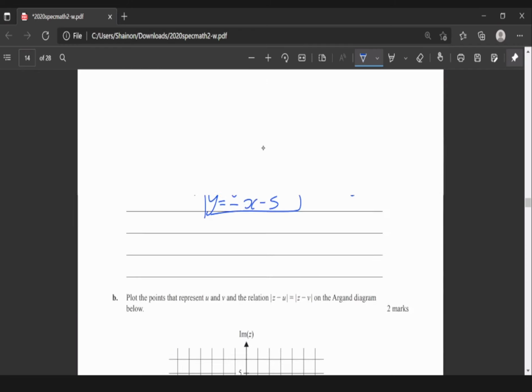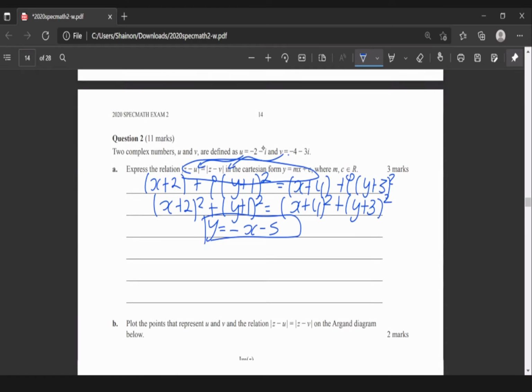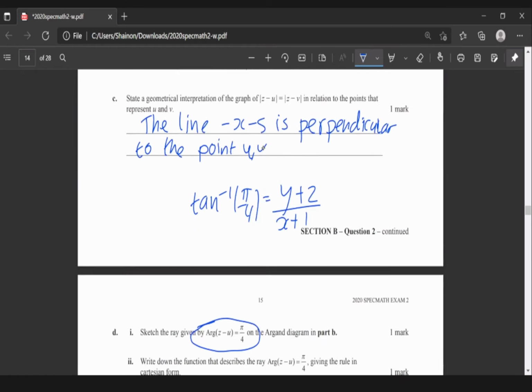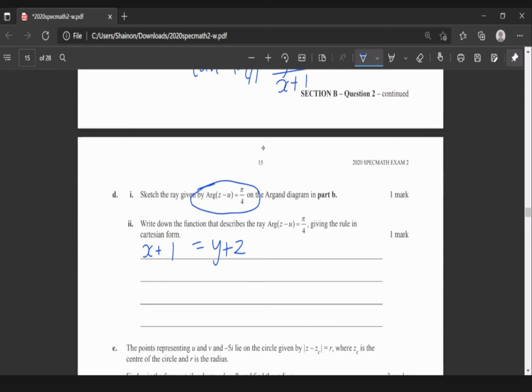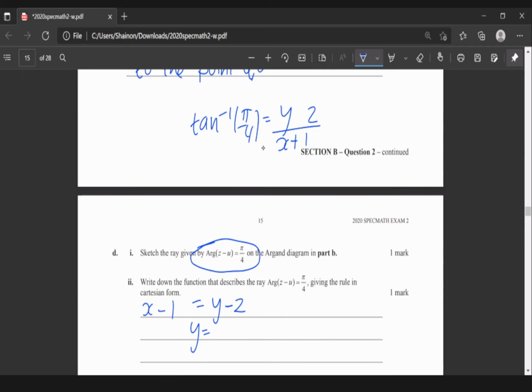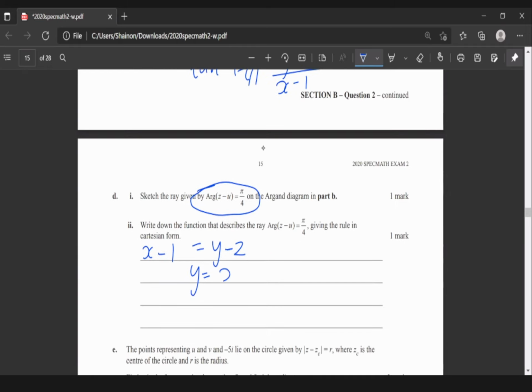Minus. I think this should be negative and this one should be negative as well. Yep. And then y is going to be, so this should be negative. So then this should be x plus 1. Yep.